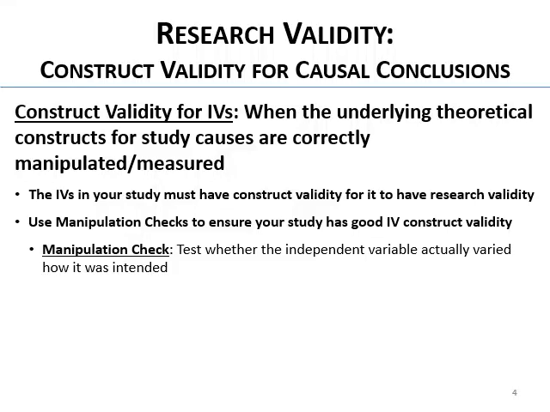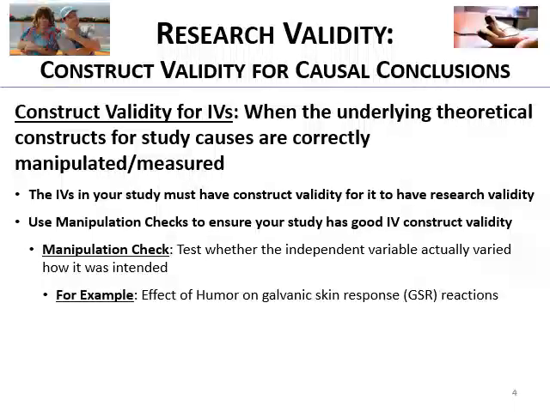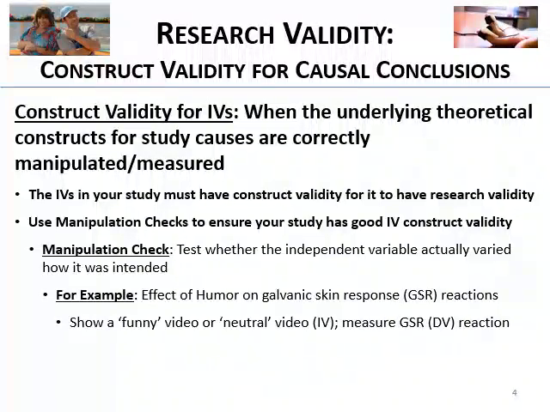So what the heck is it? It's when you test whether the independent variable actually varied how it was intended to vary. So for example, let's say you wanted to look at the effect of humor on galvanic skin response, GSR reactions. One group is randomly assigned to watch a funny video, another group randomly assigned to watch a neutral video. It's not supposed to be funny. So those are 2 levels of your IV, it's sort of video type, I guess. And your DV is measuring their galvanic skin response, like a lie detector.